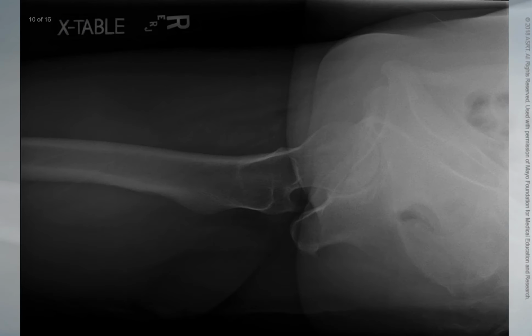A cross-table lateral projection of the hip will show the femoral head, femoral neck, greater trochanter, lesser trochanter, and the acetabulum. The ischial tuberosity is also seen.